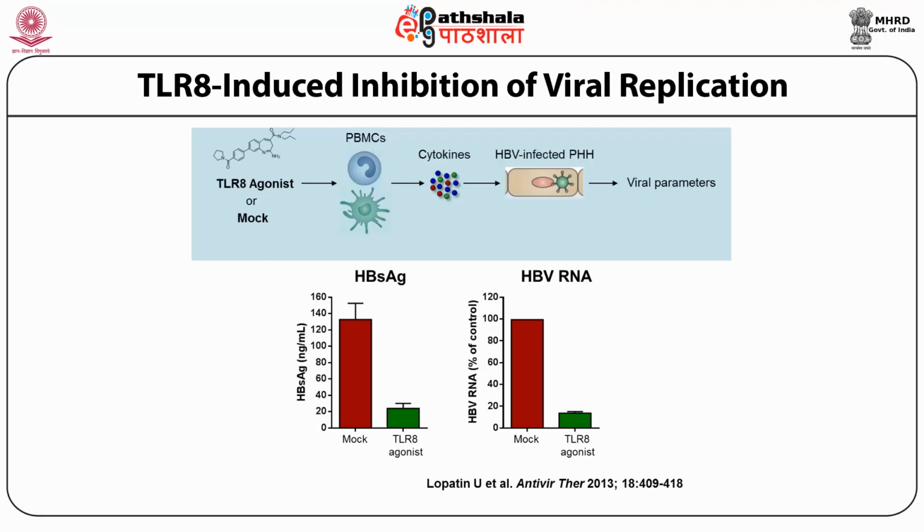observed that when they had not used the TLR8 agonist, the mock experiment, there was more HBs antigen. However, with the TLR8 agonist, HBs antigen was lowered. They did a similar experiment and looked at the RNA parameter. HBV RNA was decreased when they used the TLR8 agonist, because HBV RNA is cleared more after the TLR8 agonist, which boosts the innate and adaptive immunity together.